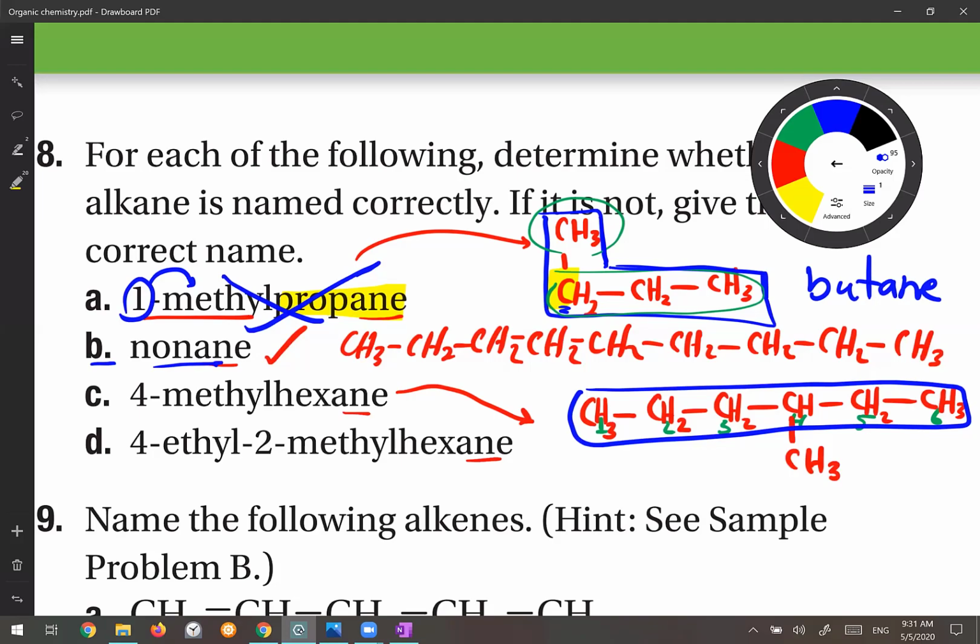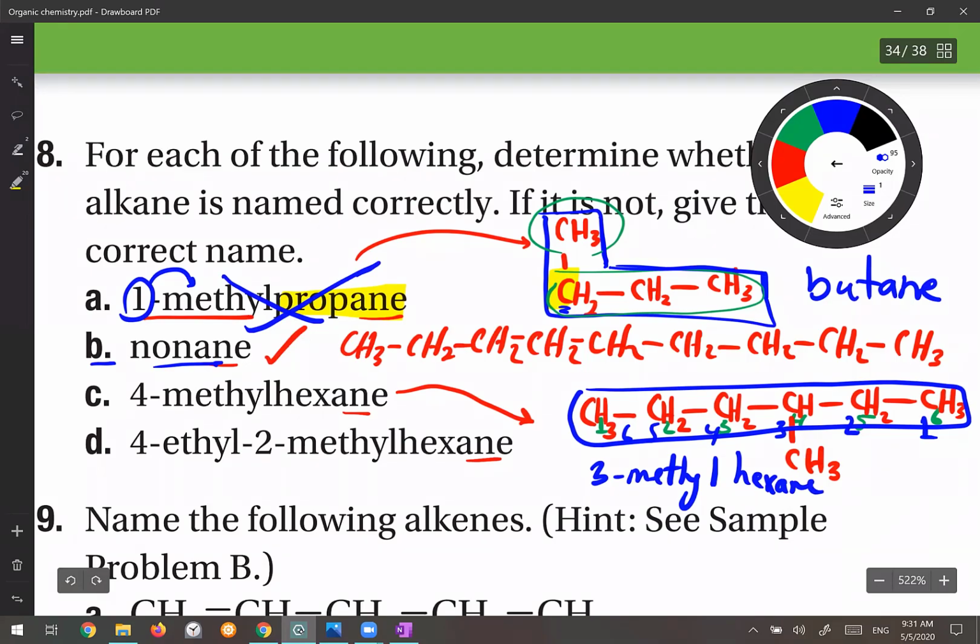Actually, what they did wrong here is the numbering of the parent. If you number the parent from the left side, the methyl is in position number 4. But if you number the parent from the right side, 1, 2, 3, 4, 5, 6, the methyl is in the 3rd position. So the correct name for this structure must be 3-methyl hexane. Okay. So again, this naming is wrong, and the correct name is 3-methyl hexane.